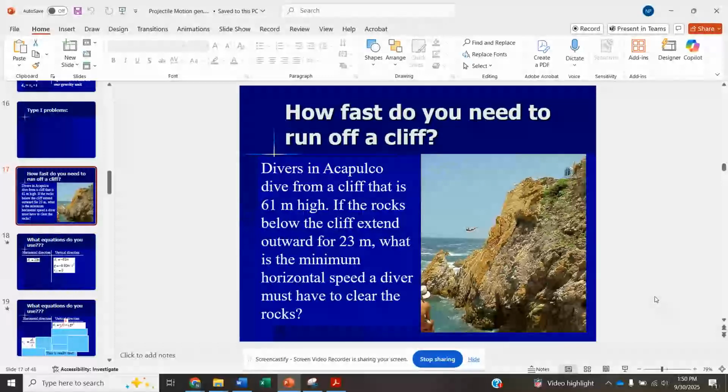So we're going to look at a couple of type 1 projectile motion problems now. So here's our first problem. It's called how fast do you need to run off a cliff? So divers in Acapulco dive from a cliff that is 61 meters high.